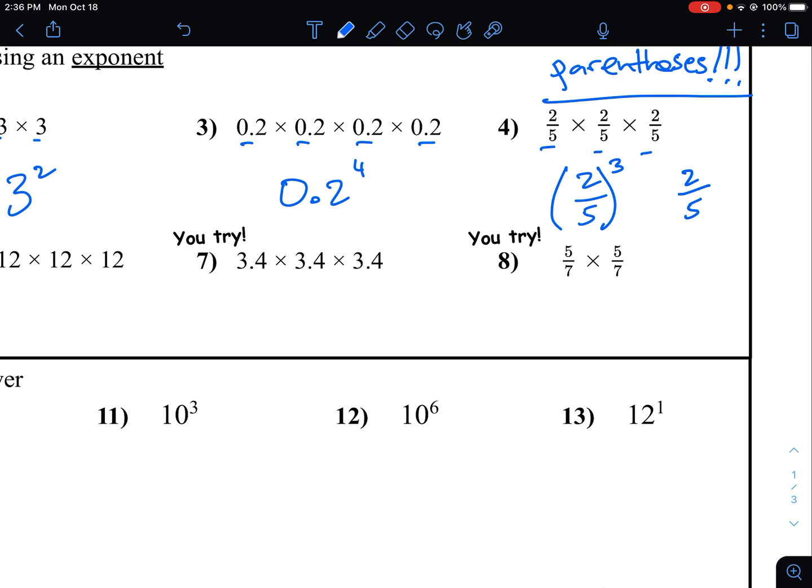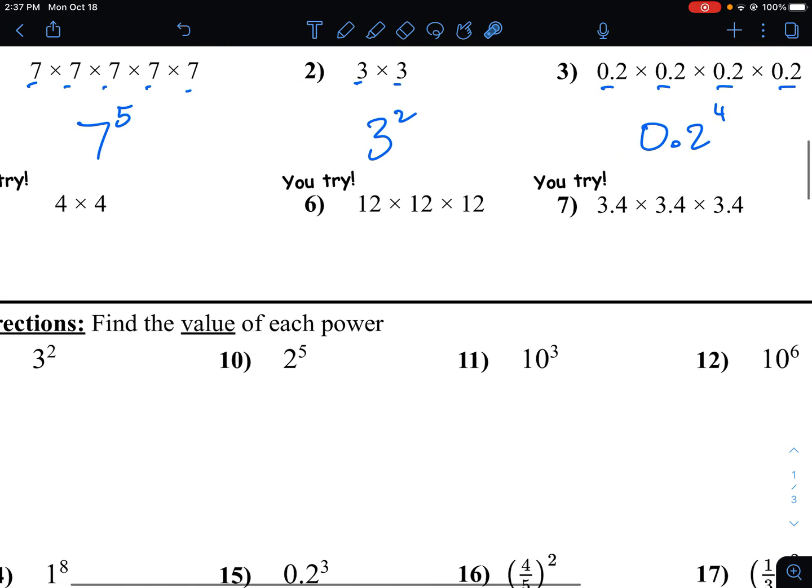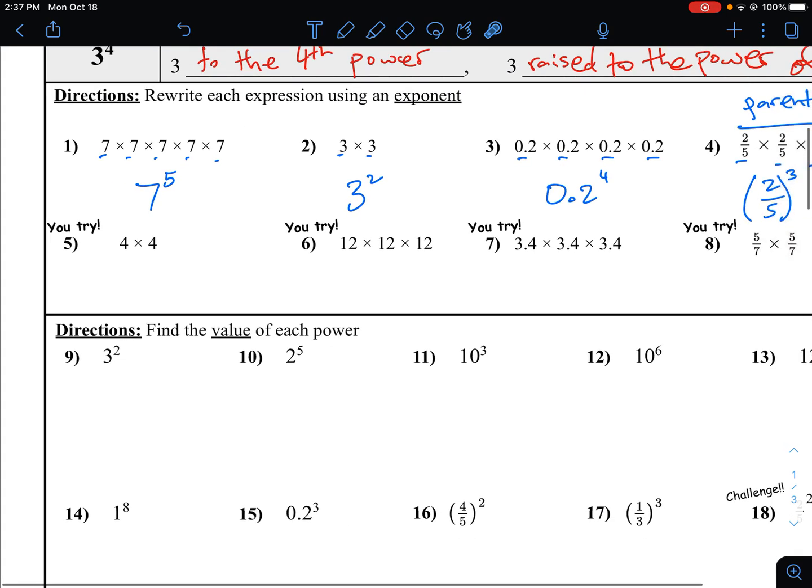The other reason, which is the more relevant reason, is when you write it like this it is actually 2 to the 3rd power divided by 5, which is different than 2 fifths times 2 fifths times 2 fifths. 2 to the 3rd to the 5th power is actually 2 times 2 times 2 over 5. So those are different things. When you are multiplying a fraction by itself 3 times, or by any number of times, you need to put it inside parentheses. So go ahead and try the next couple lines.